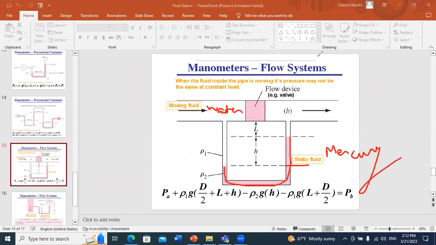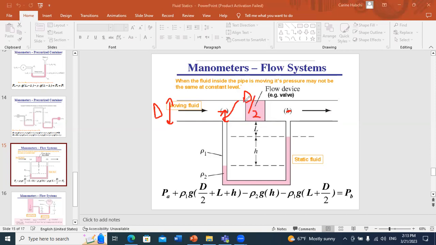First, we say we want to measure the difference in pressure between this point here. So I will call this point 1. This is point 1, they called it A if you want. So A is at the center of the duct. And this is B at the center of the duct at this level. We know that the diameter of the duct is D. So the distance from the center to this level is D over 2.